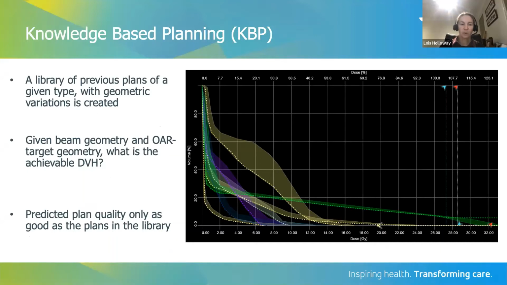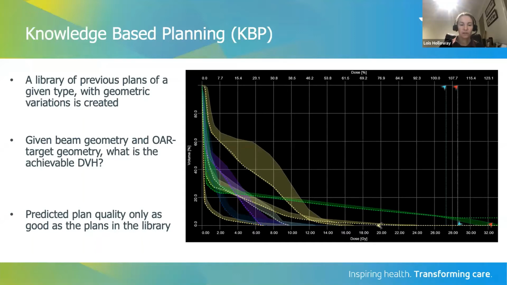And so this approach utilises a library of previous plans with variations in geometry, variations in anatomy across patients. And then from that, to be able to predict what a likely best DVH would be. And so then we can use these likely best DVHs to assess whether perhaps the plan that we've got in front of us is as good as it possibly could be, or whether there is room for improvement.